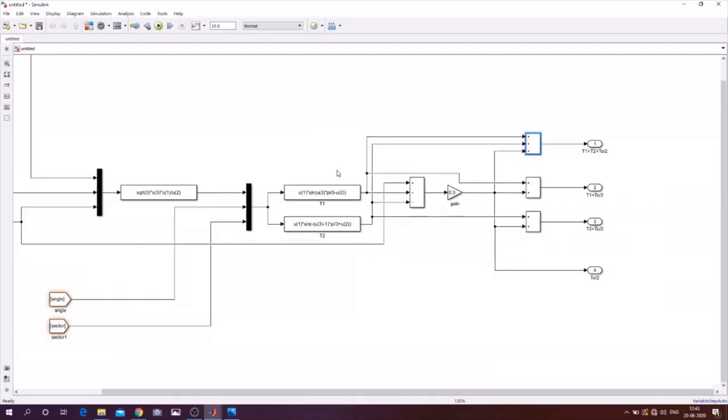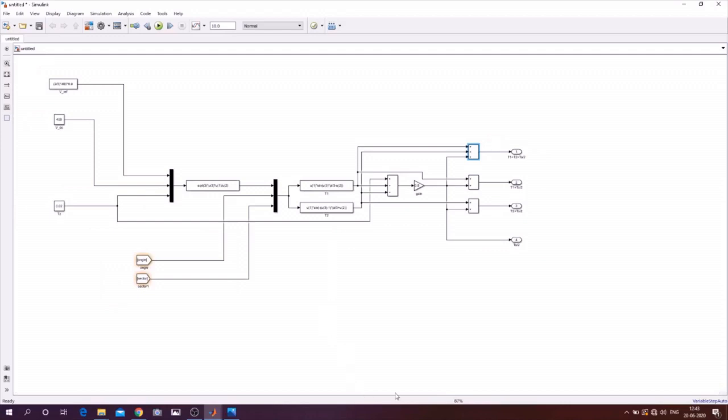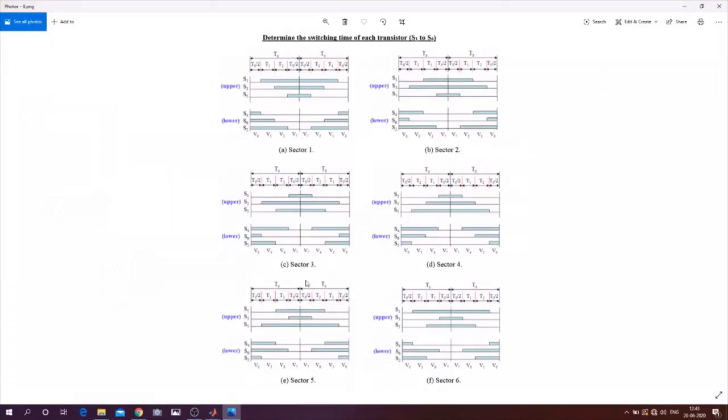Right? So we have completed this part. So we will move to the next part. Till now what we have done, we have formulated what time period we require. Now we will see how we will use this time period to get the switching functions of each switch.